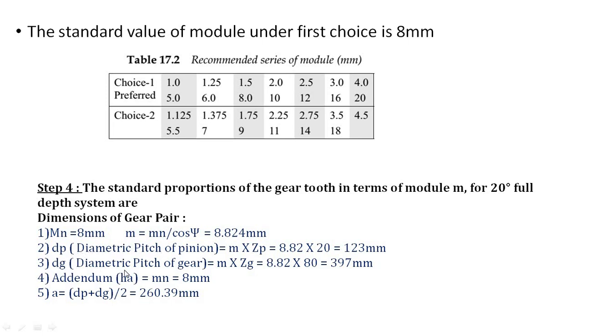Similarly calculate the pitch diameter of the gear, dg equals M into Zg. The formula for addendum equals Mn, that is 8 mm, and center distance equals dp plus dg by 2. Already we calculated the values of dp and dg, just put them in this equation, and we'll get the value of the center distance.